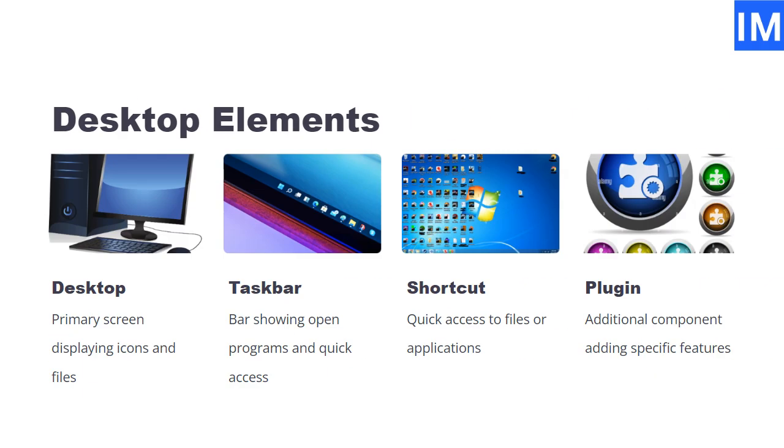As we continue learning IT software vocabulary, let's talk about desktop elements. What is a desktop? The primary screen displaying icons and files. The desktop is what you see. It is your computer's primary screen that displays the icons and the files. And then we have a taskbar. The taskbar shows open programs and provides quick access to others. And then a shortcut. A shortcut offers fast access to specific files or applications.